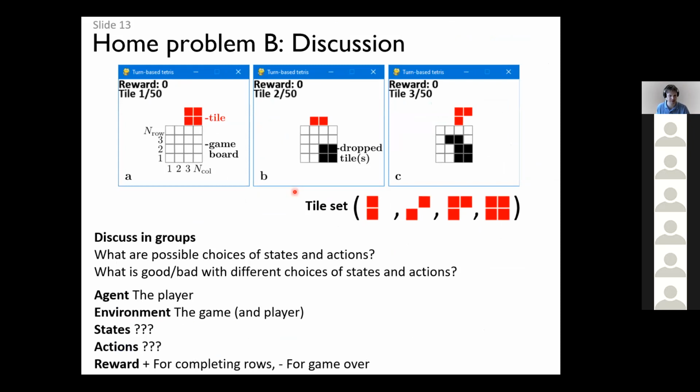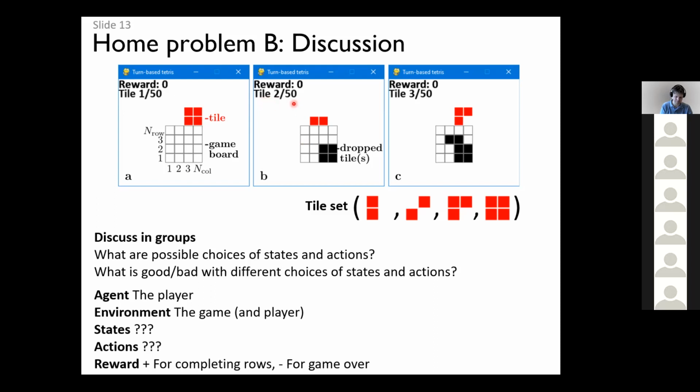Now to discuss a little. I was thinking about doing group discussions, but maybe that's not so convenient. So maybe you could just take a couple of minutes yourself and think about our game now. The agent will be the player, the environment is the game and possibly the player, and the reward is that we get a plus reward for completing rows, and we get a large penalty for game over.